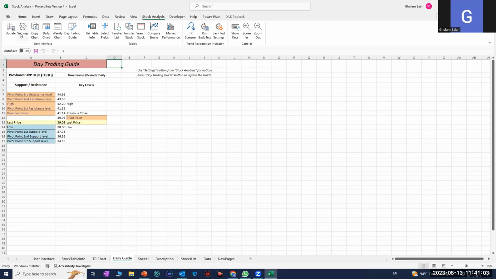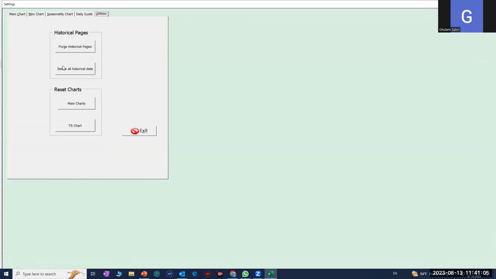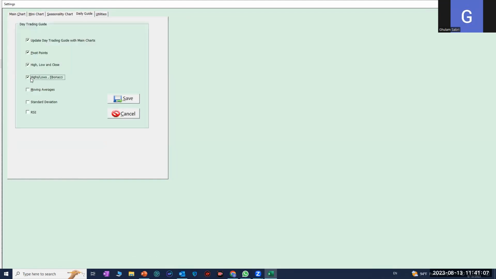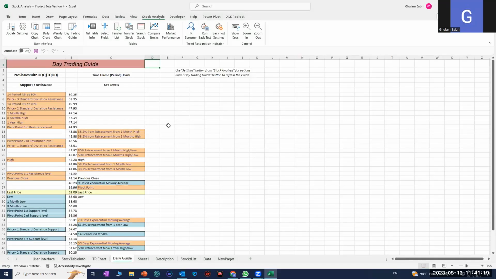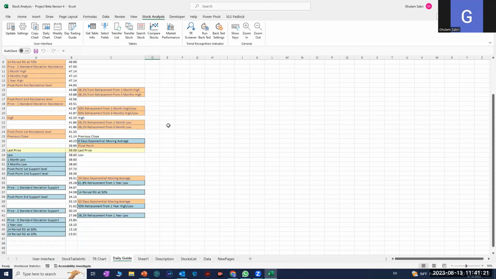And if you want, you can include as many levels as you like. If you trust moving averages, or standard deviation, which basically means Bollinger Bands, then you can have all of these things, and the day trading guides will have all of this. This is relatively a new feature.